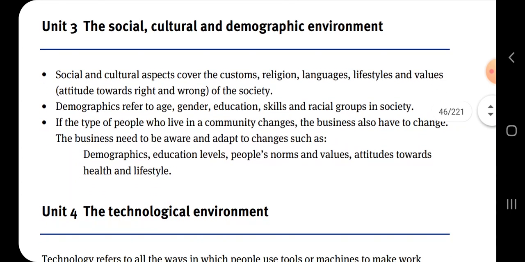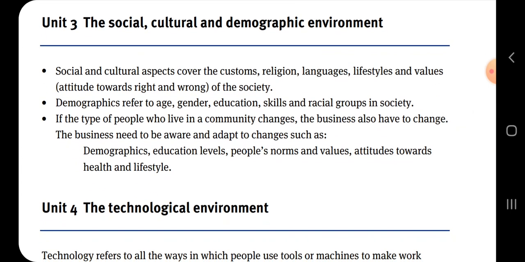So unit 3, we have social, cultural, and demographic environment. So social and cultural aspects cover customs, religion, language, lifestyle, values, attitude towards right and wrong of the society. And demographics refer to age, gender, education, skills, racial group in society. So you see, you can also not control that, the social, cultural, and demographic environment as a business, but you can adapt or influence it.